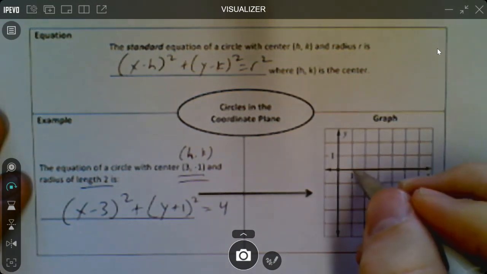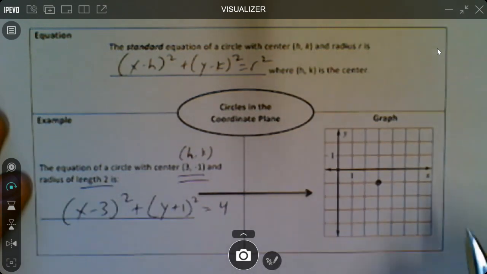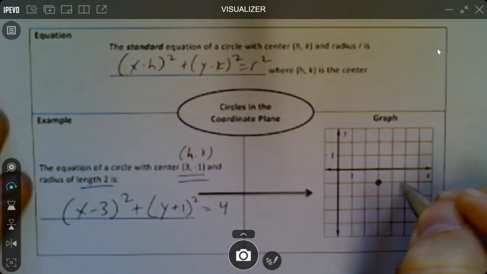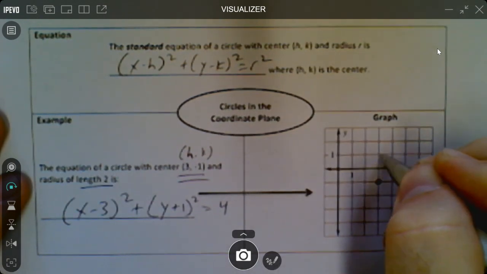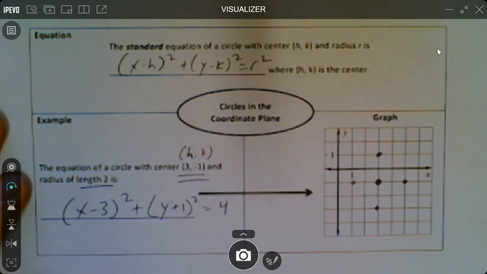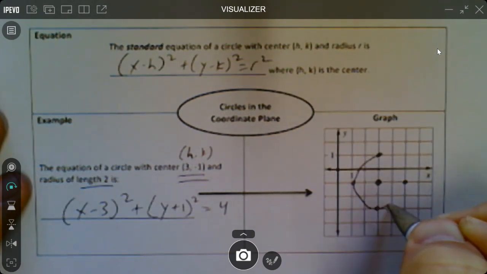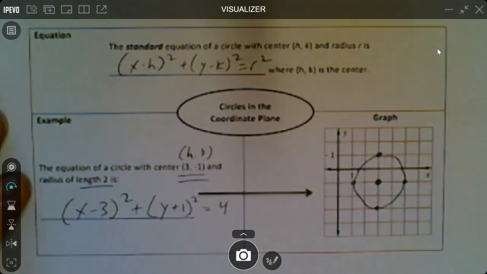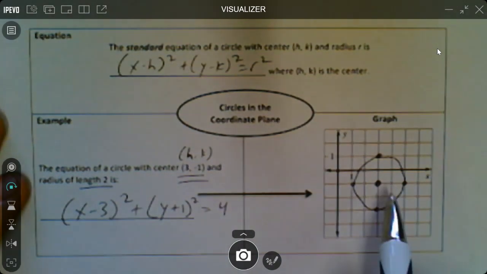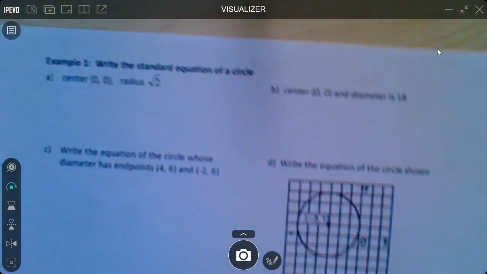The center is 3, -1. 1, 2, 3, -1. There's my center. My radius is 2. So if I'm going to try to plot this, I'm going to draw a point in every direction possible, just counting off 2's, right? There's the radius of 2, and then I just do the best I can. So curvy, all the way back. And there's my circle centered at 3, -1 with a radius of 2. Okay? All right.